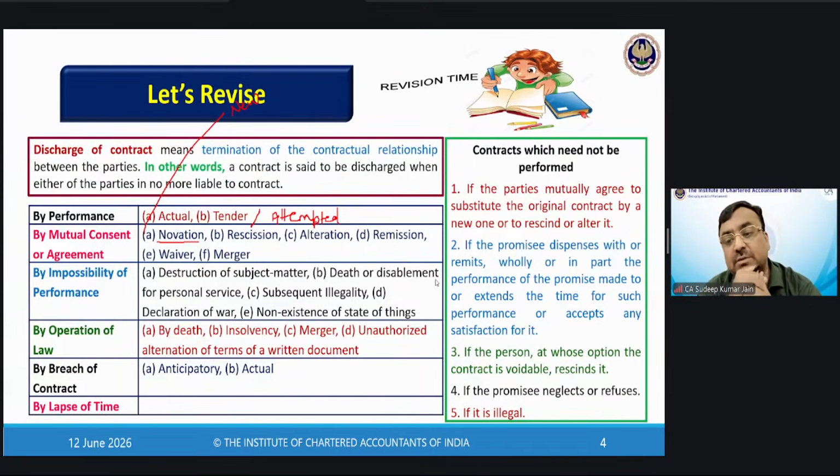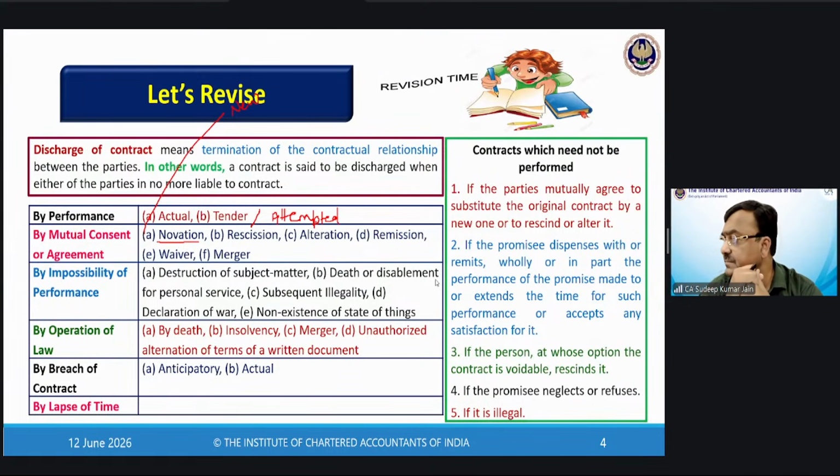By operation of law, that is compulsorily, by death of party, by insolvency of party, by merger, by unauthorized alteration of the terms of a written document. By breach of contract, anticipatory breach, actual breach. We have discussed anticipatory breach means the breach of contract before the due date. Actual breach is during the performance or at the time of performance. By lapse of time, contract becomes time barred.